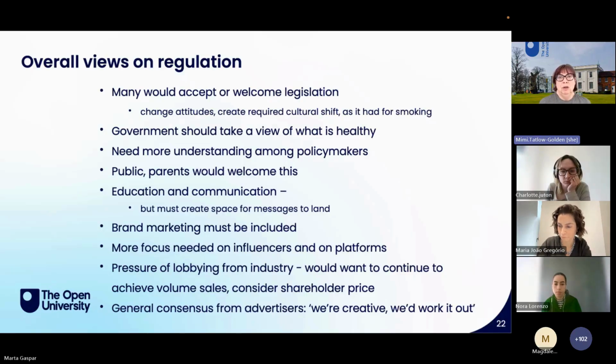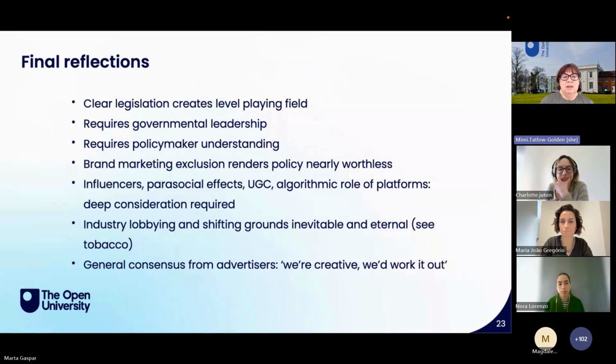They emphasized education and communication and the role that has, but crucially stressed that if you've got a media landscape that's absolutely saturated with one kind of message, which is eat these unhealthy foods, you're not going to get messages about healthy behaviors to land. They just can't compete. So you have to clear the landscape a little bit. Brand marketing must absolutely be included, more focus on influencers and platforms. There will be pressure from industry. But their general view was, from our point of view as advertisers, industry might consider themselves under threat, but as advertisers, we're creative and we'd find ways around it. So it's not as if they're saying, our industry will be over. Okay, next slide, please. And this is the last one.